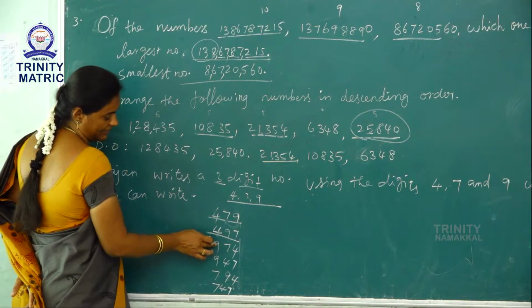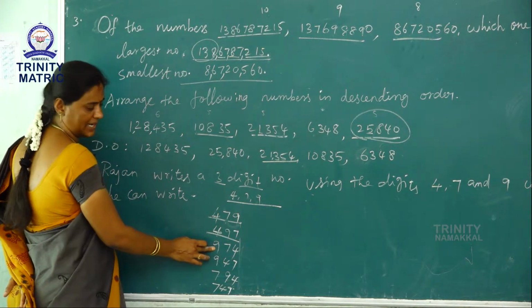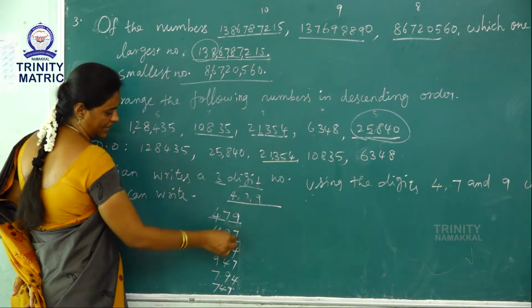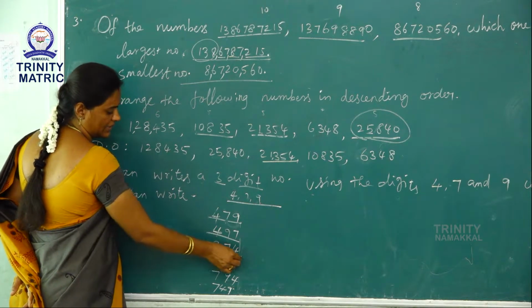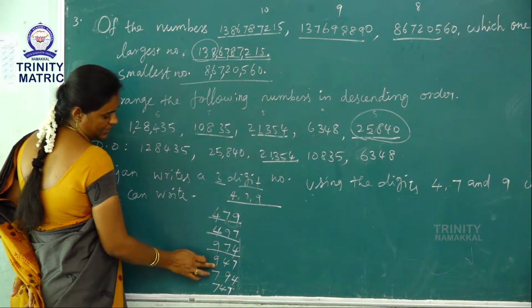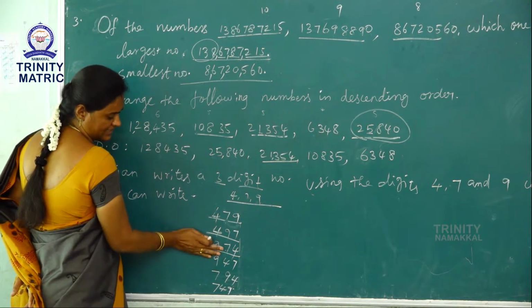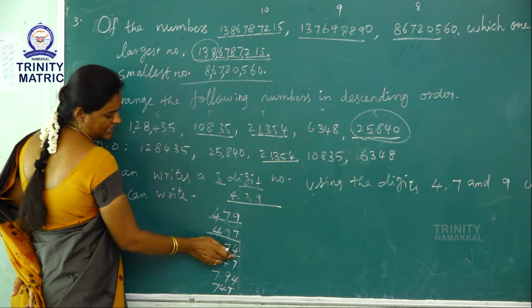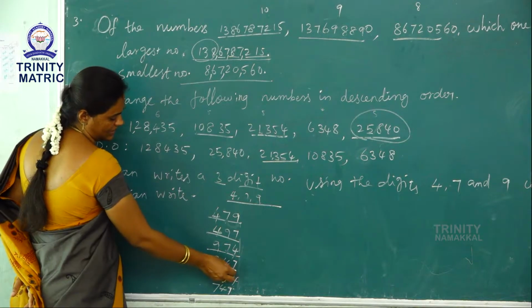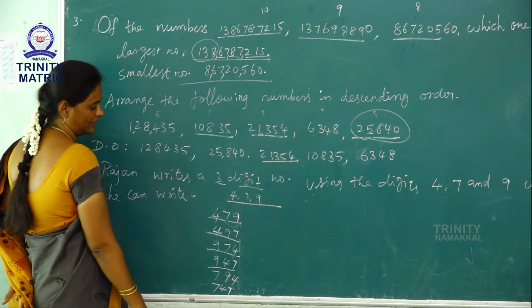Next we take 9 as the first number. So you write 9, then 7, 4. That is 974. Then the next number, this 9 you keep as it is. Just interchange the other two numbers. 4 comes to the tens place, 7 comes to the ones place. That is 947.